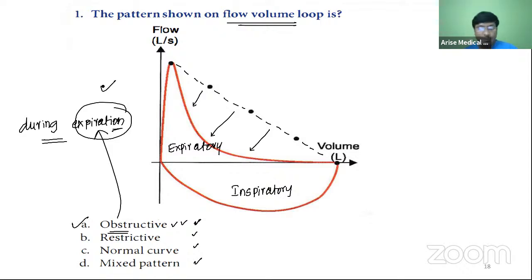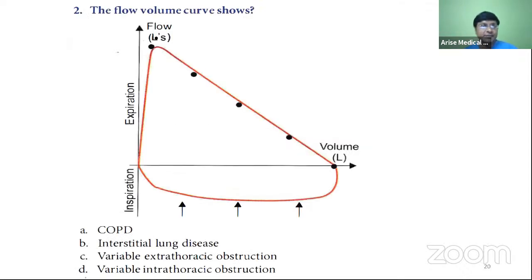Now I will show you one more flow volume loop. The flow volume loop curve shows: COPD, interstitial lung disease, variable extrathoracic obstruction, or variable intrathoracic obstruction. Flow volume loops are a very, very important area in pulmonology where questions can be asked.